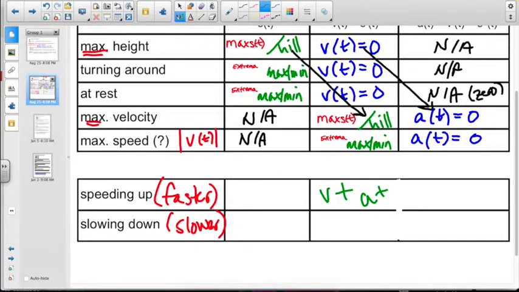What if I have velocity in the negative direction? How can I make that value more negative? Because that would be going faster in the negative direction. What type of acceleration do I need now? I need negative acceleration. So in other words, those signs have to match.